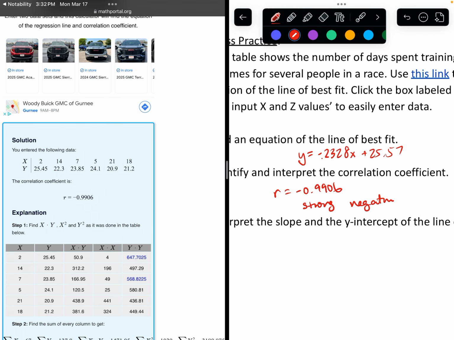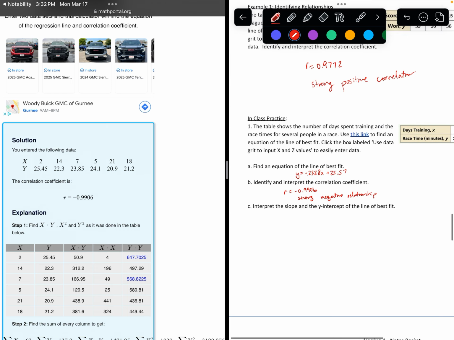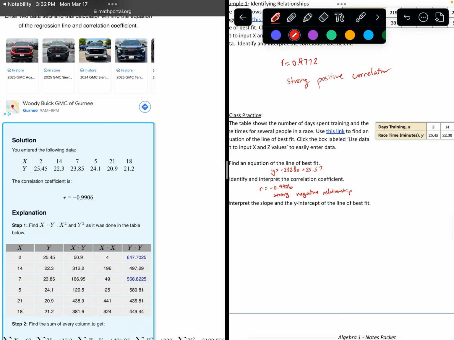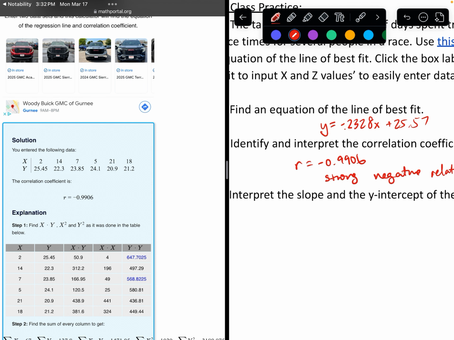And once again, does that make sense in the context of the problem? I would agree. And the reason it would have a negative relationship is because think about the number of days you train. What is going to happen with your race time? Your race time would actually decrease. So the more you train, the faster you'll get, aka your race time will decrease. So that makes sense. Now it's asking, interpret the slope and y-intercept.